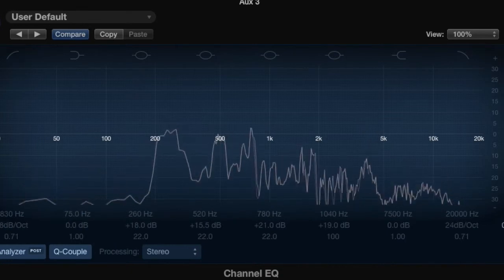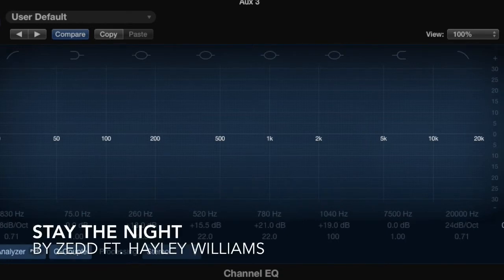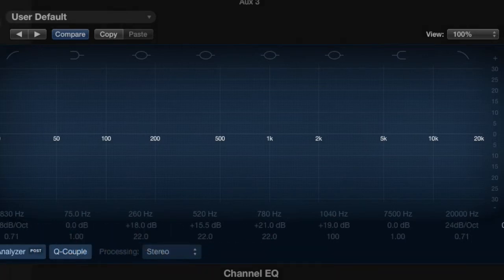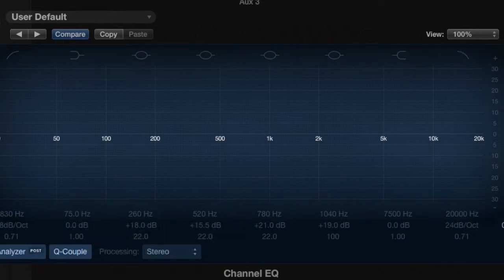Okay, if you listen to the top 40 much, you probably recognize both of these songs. The first singer is Hayley Williams of Paramore singing Stay the Night by Zedd, but you probably didn't recognize my friend singing Where Have You Been by Rihanna. Why is that? It's because her voice has a different timbre than Rihanna's, namely the relationship of the harmonics to the fundamentals in terms of amplitude. That's what makes up her different spectral envelope, which in turn contributes to her different timbre.